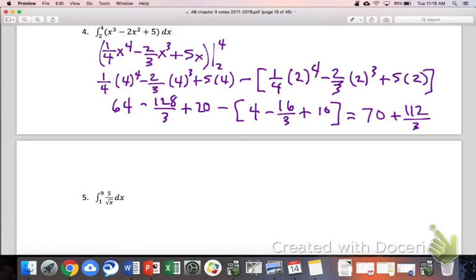98 thirds. Oh, I must have lost a minus sign in there somewhere. Let me try again. So 84 minus 4 is 80, 70. Oh, I know what it is. This should be a minus sign. I did lose a minus sign. So 210 minus 112 is 98. So I agree, 98 thirds? Yeah? Okay, so 98 thirds for this one.